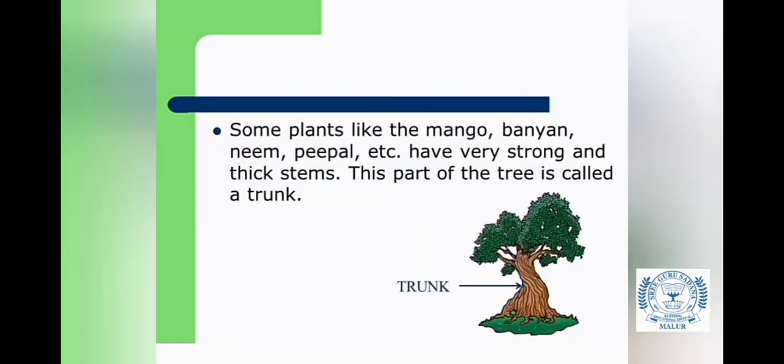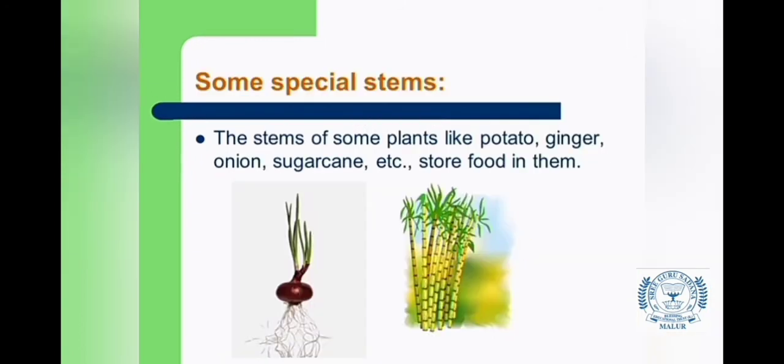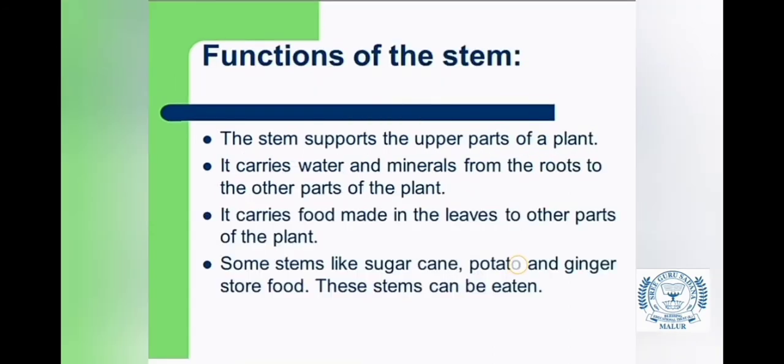Some plants like mango, banyan, neem, peepal, etc. have a very strong and thick stem. This part of a tree is called a trunk. Some special stems are the stems of plants like potato, ginger, onion, sugarcane, etc. They store food in them.